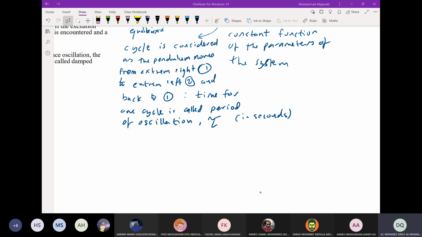Okay, so that is one thing. You might always wonder why we say it is constant. The reason is we will only study small oscillations, and with small oscillations, the natural frequency can be assumed as a function of the parameters of the system only.